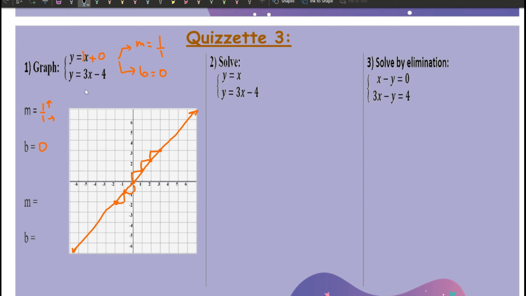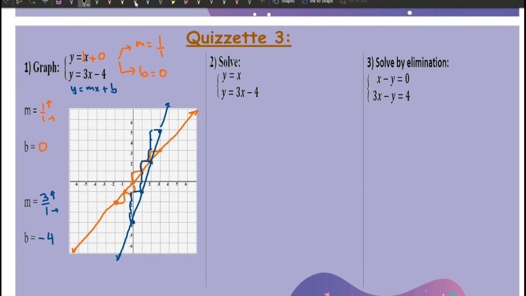Alright, next one. Y equal to 3x minus 4. So your slope here, y equal to mx plus b, your slope is 3 over 1. And your b is negative 4. We begin at negative 4. Slope is 3, which means up 3 over 1. 1, 2, 3 over 1. 1, 2, 3 over 1. Then we draw the line, go through these points.